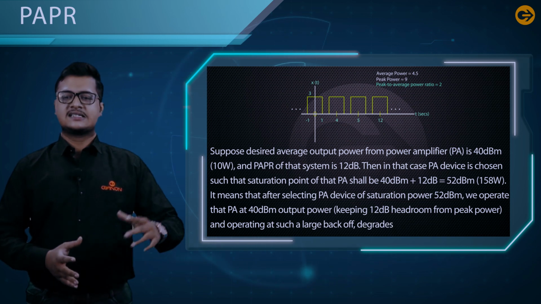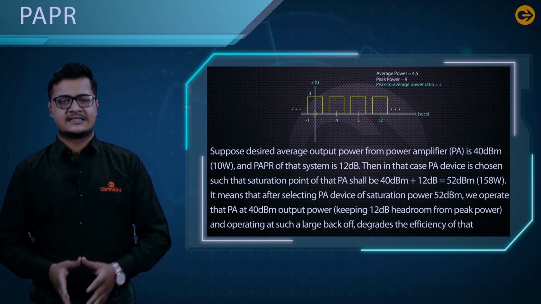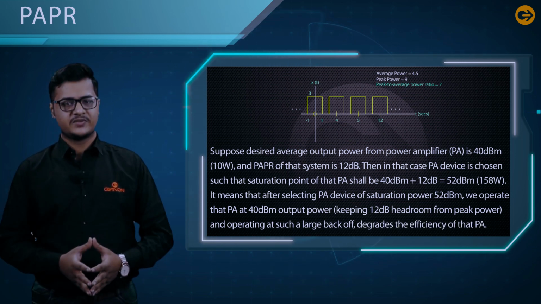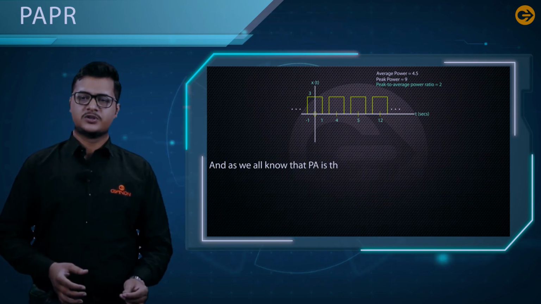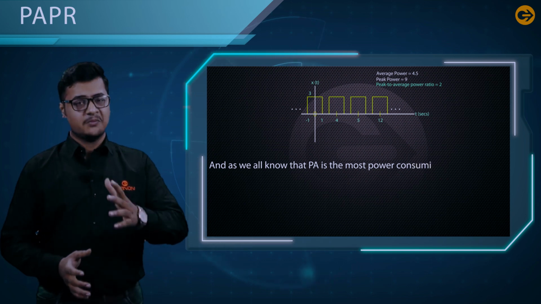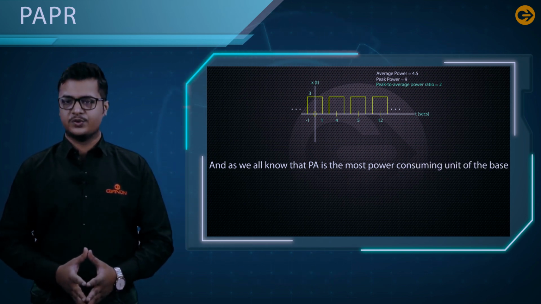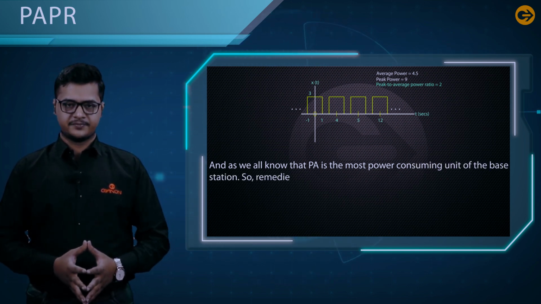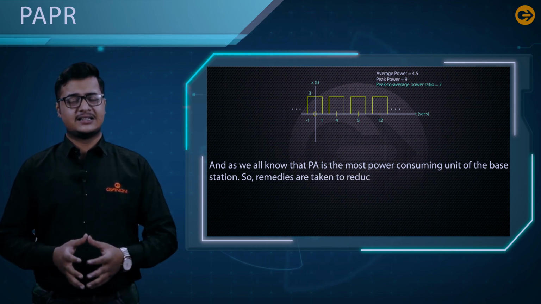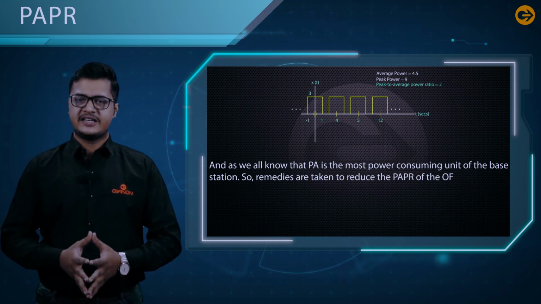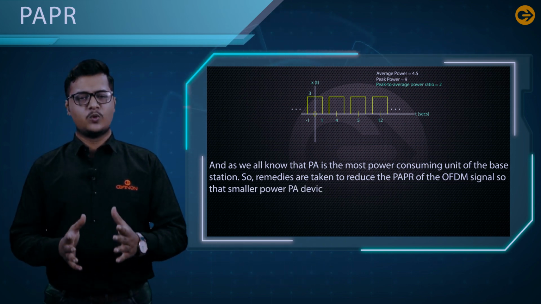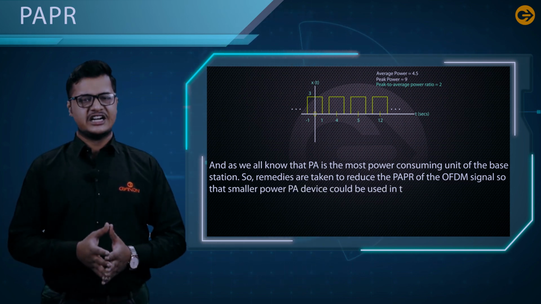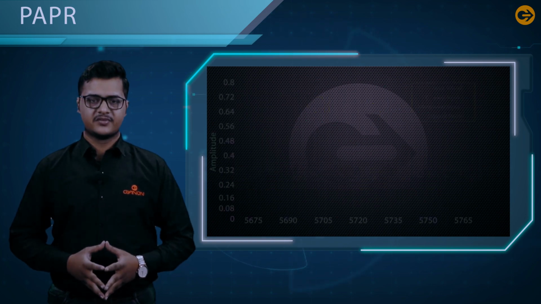And operating at such a large backoff decreases the efficiency of that PA, and as we know, the power amplifier is the most power consuming unit in the base station. So it raises the question of what remedies need to be taken to reduce the PAPR of that OFDM signal so that a smaller power amplifier device could be used in that system.